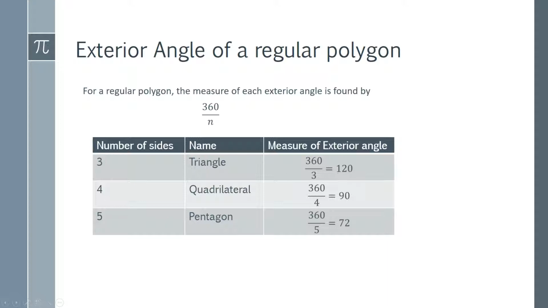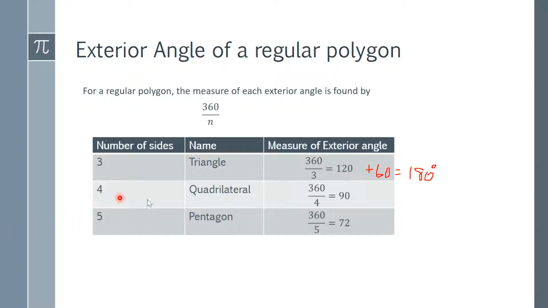Now, if you recall, the interior angle was 60 degrees. So if we added those two together, remember I said that those two would always equal 180 degrees. And this is going to be true for any of them. So if the interior is 60, the exterior is 120, that equals 180. So that's always going to apply.